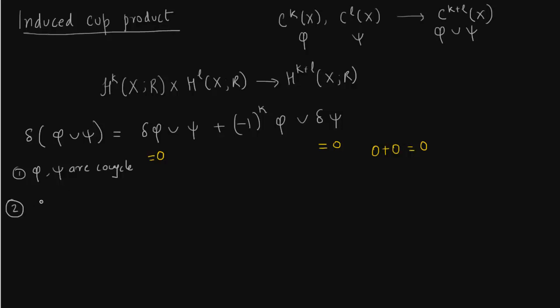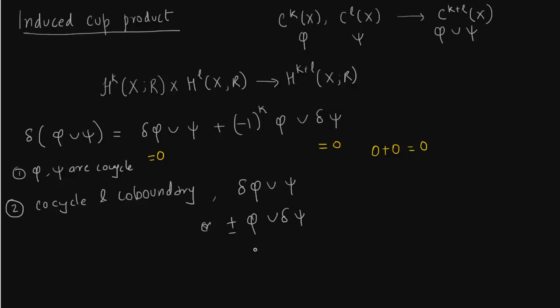The second thing we want to show is that the cup product of a cocycle and a coboundary is a coboundary. This helps us sort out things in H^(K+L). Things which are coboundaries in either place will get transferred to coboundaries, and cocycles get mapped to cocycles.